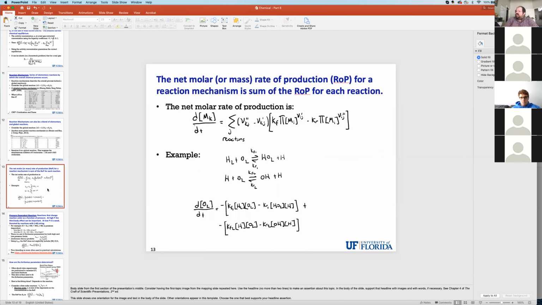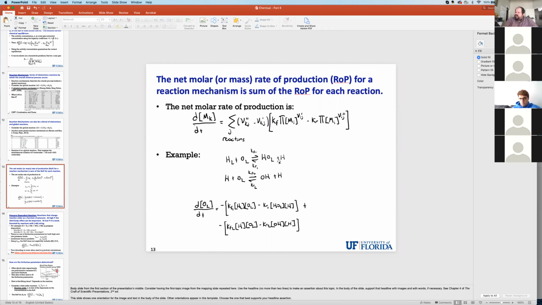Okay, and for a reaction mechanism, the net molar or mass rate of production for species K is the sum of the rates of production over basically all of the chemical reactions. So if you want to find the total time rate change of concentration of species K, we basically have to sum the rates of production of that species over every single reaction. That's basically what this is doing here. I'll show this by way of example.